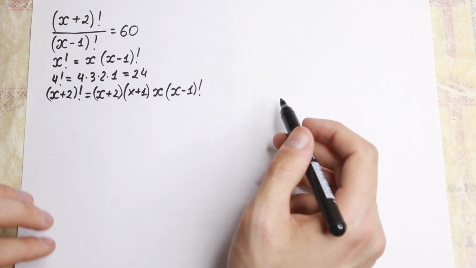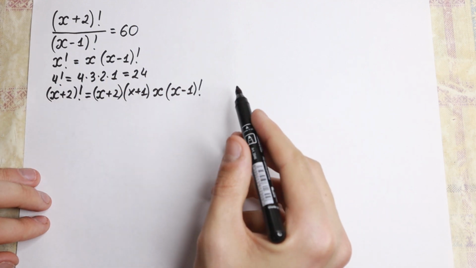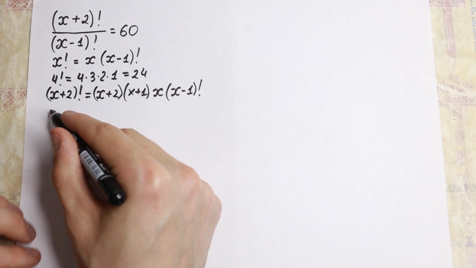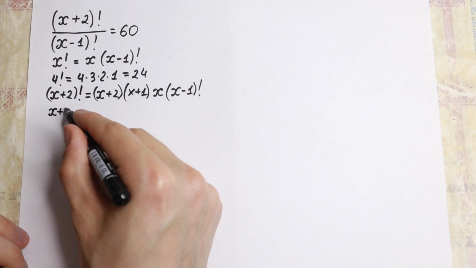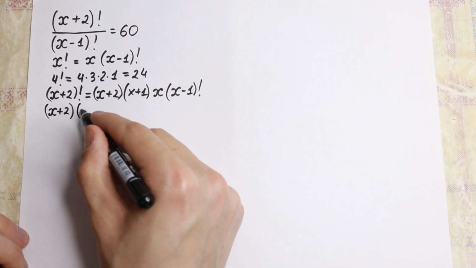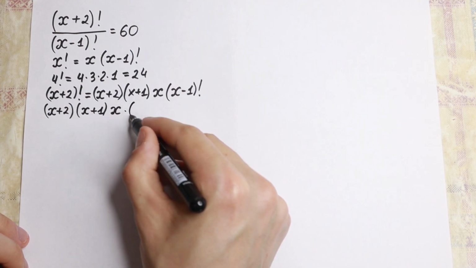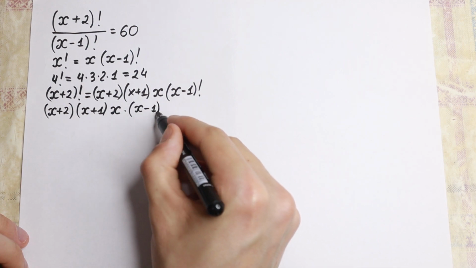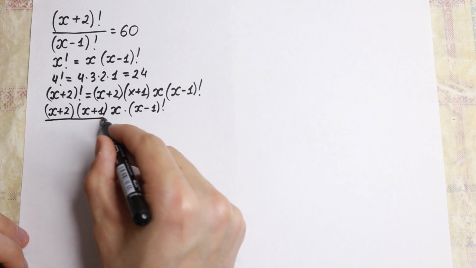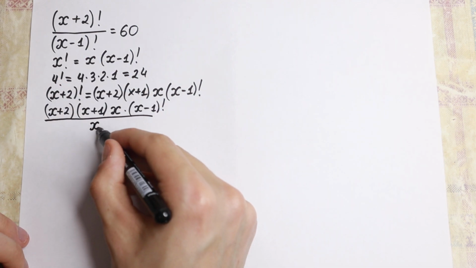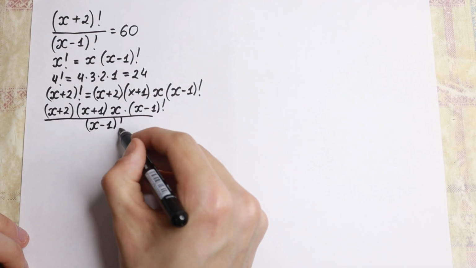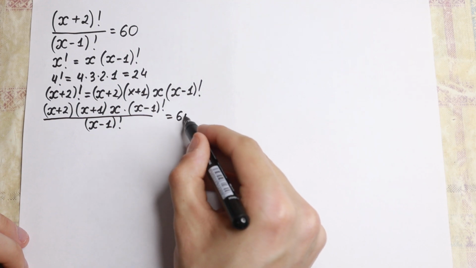What am I going to do next? Take a look. Let's write this instead of our (x plus 2) factorial in our denominator. So what will we have? We will have x plus 2 times x plus 1 times x times (x minus 1) factorial, and we divide this by (x minus 1) factorial, equal to 60.